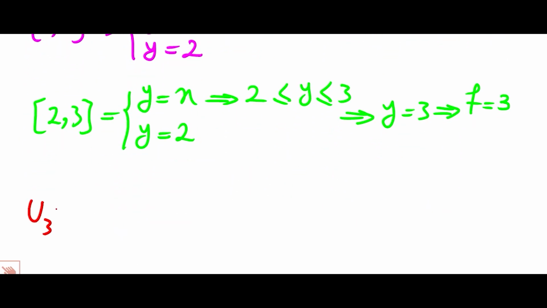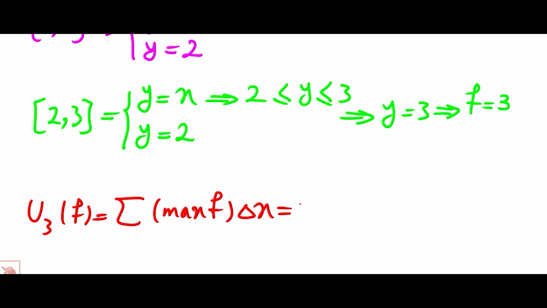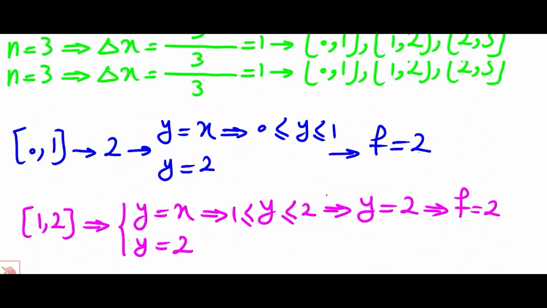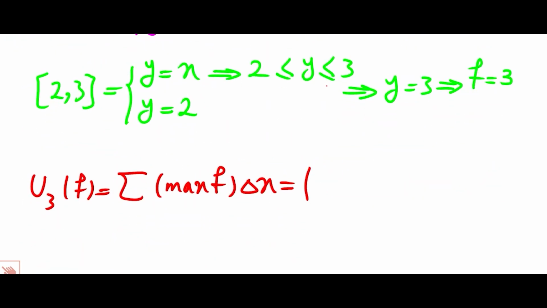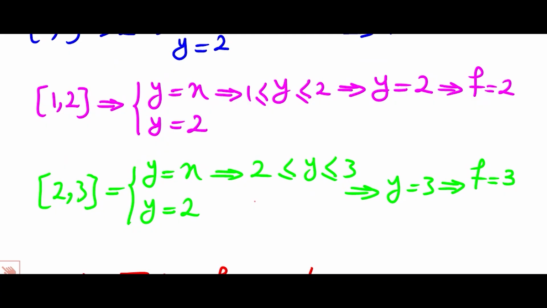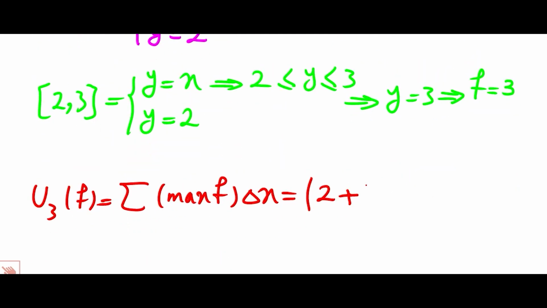So U3 of f equals the sum of the maximum value of f times delta x. So we have, in the first subinterval, f is 2 and delta x is 1. So we have 2 plus, in the second subinterval, f equals 2, and in the third subinterval, f is 3, times delta x. So U3 of f equals 7.